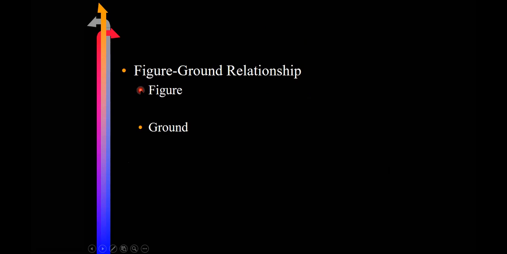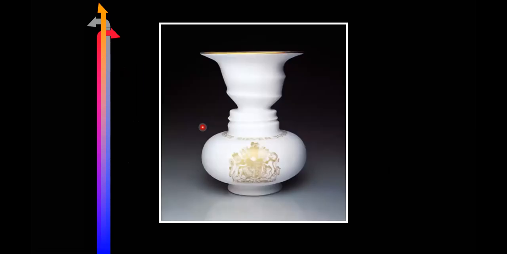So the figure would be the actual object that we're looking at visually. The ground is what we might refer to as the background, okay? So here's an example of this. Now, if we're looking at this picture, if we decide that the ground, the background, is the white part, then what figure are we going to see? Somebody saw it already? Yeah, we're going to see there's two faces looking at each other here.